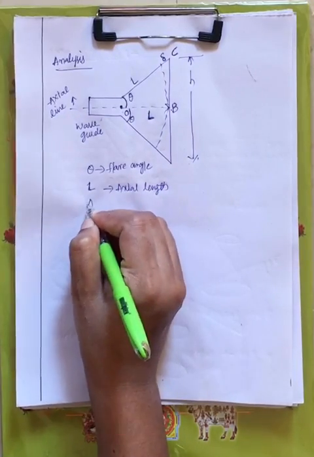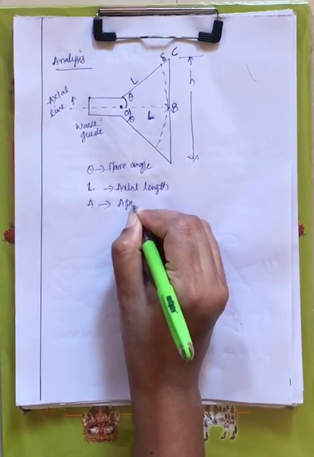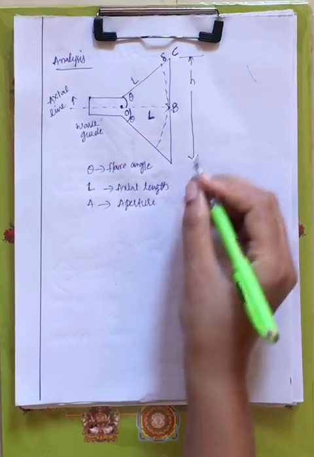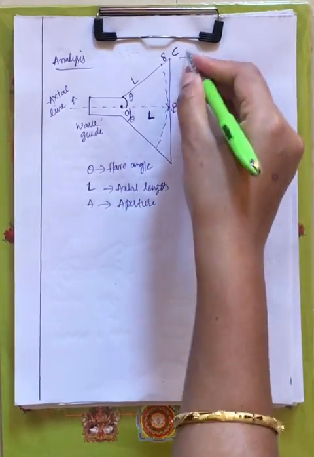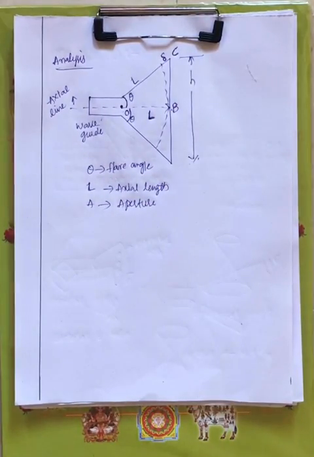Now A is nothing but aperture, that is this particular height. Now these are the three parameters. Using these three parameters, we have to analyze the horn antenna.